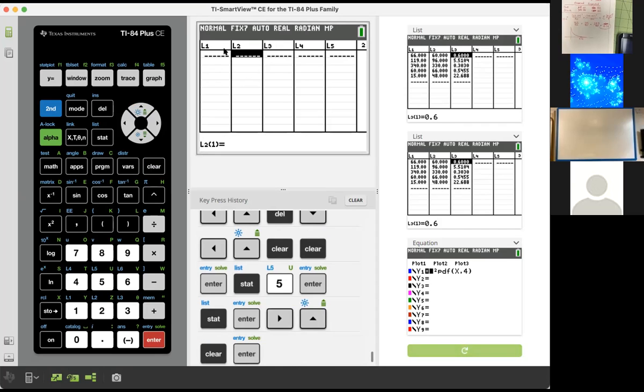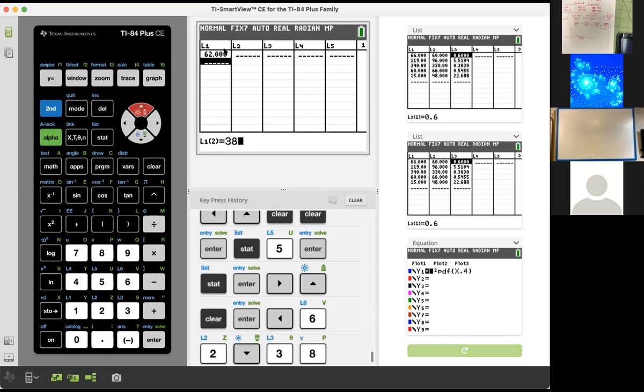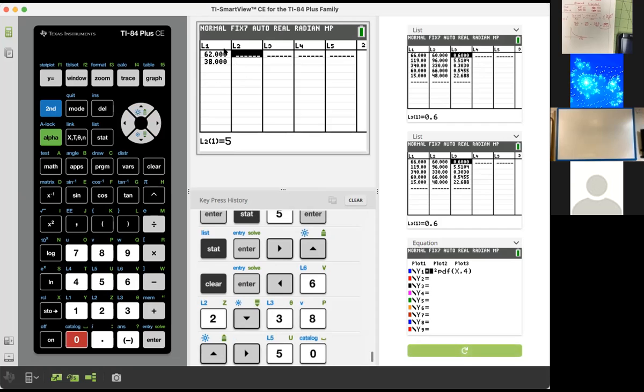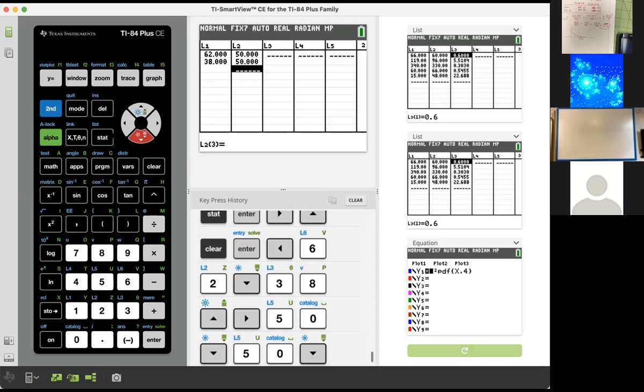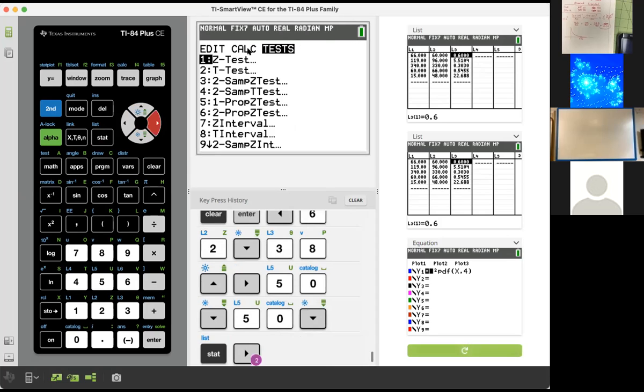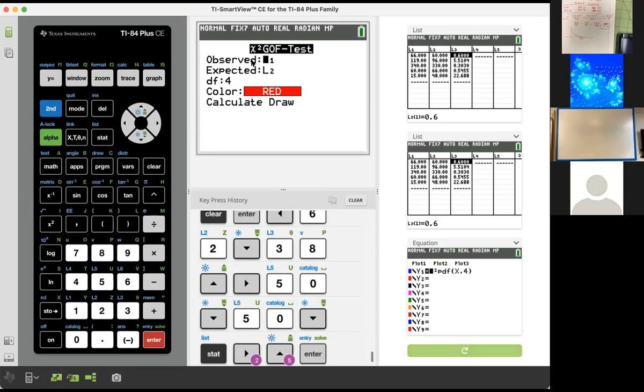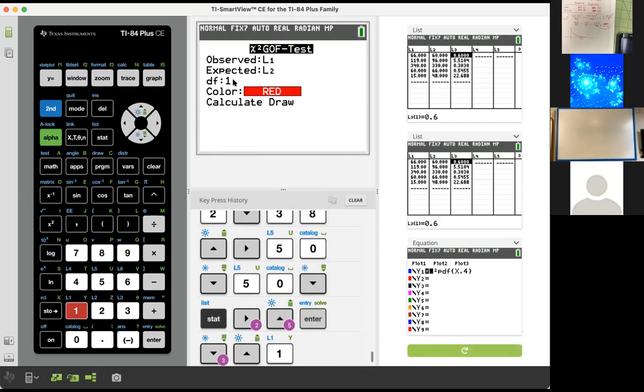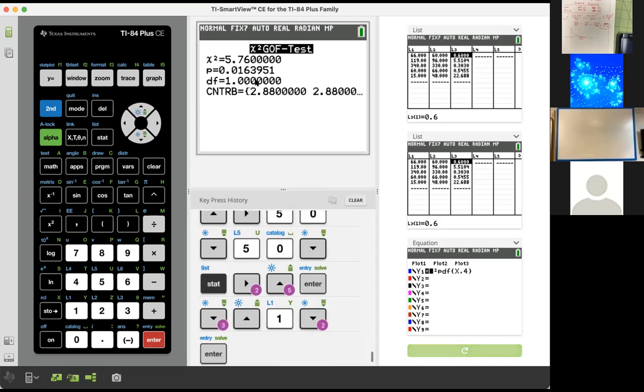I'll show this to you very quickly. So I won 62 times. You won 38 times. You expected, I knew the deck was loaded, you expected 50 wins each. Let's go to our goodness of fit test. Observed L1, expected L2, degrees of freedom one, because there's only two outcomes, red or black. Look at that. The chance that you lose 62 times out of 100, if it was a fair deck, is less than 2%.